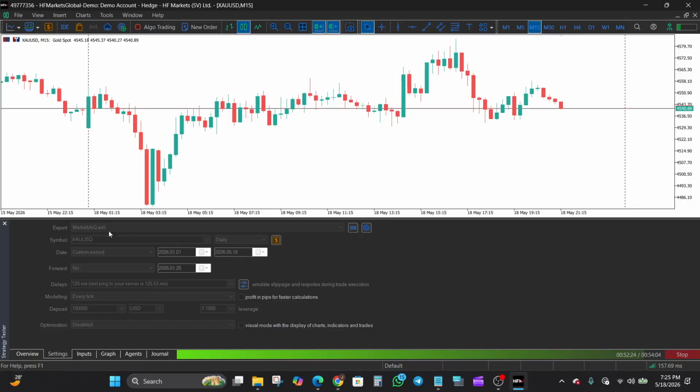Okay, so we can see this is the AiQ EA. We are testing it on XAU USD on the daily time frame.